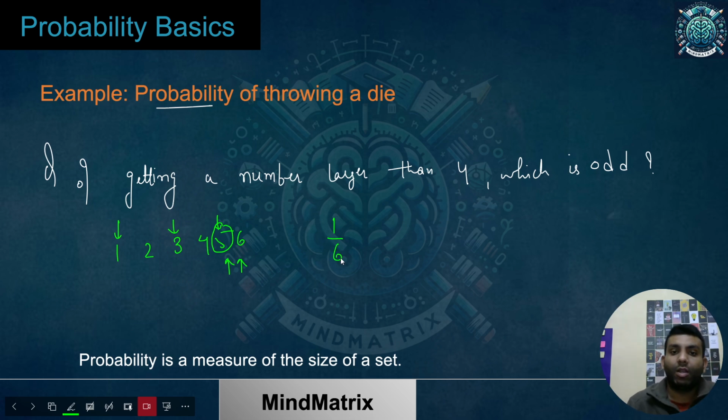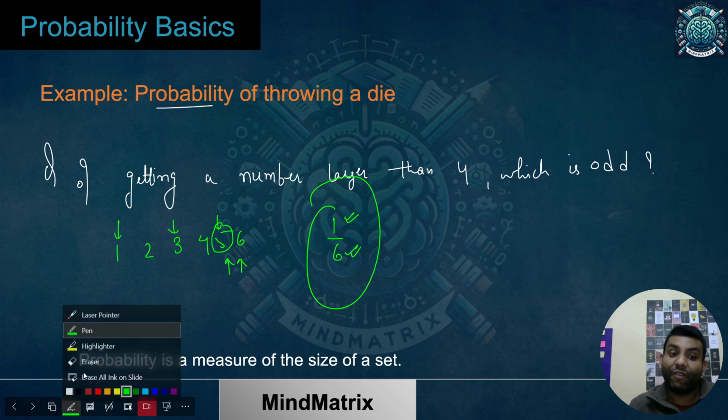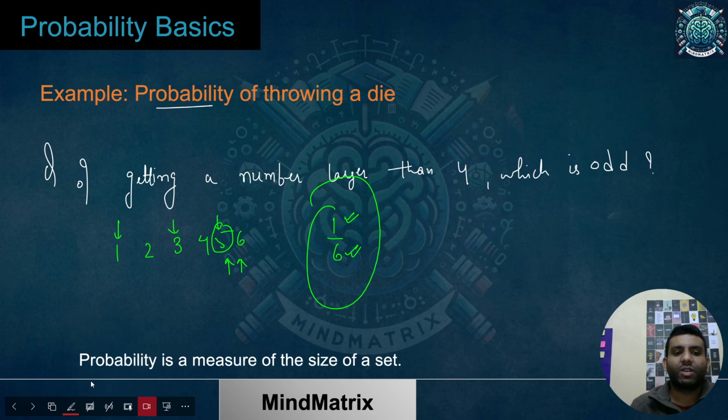As simple as that. But now the question arises, what was the 6? What was this 1? And what exactly is this 1 by 6? What is this telling me? So we have to get to those kind of basics to understand everything over here. Okay, so let me just tell you.